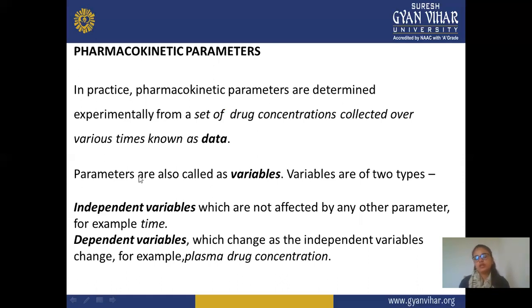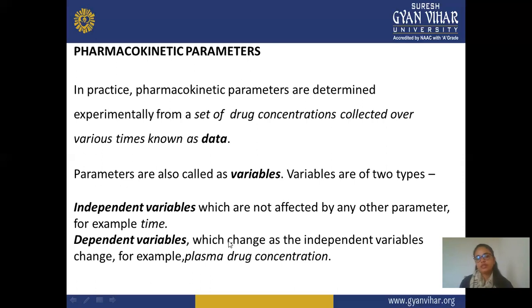And these pharmacokinetic parameters are also called variables. Another name, or synonym, of this parameter is variable. So you can also say pharmacokinetic and dynamic variables. There are two types of variables: one is the independent variable and the second is the dependent variable. These are the two variables which show the pharmacokinetic and dynamic parameters.